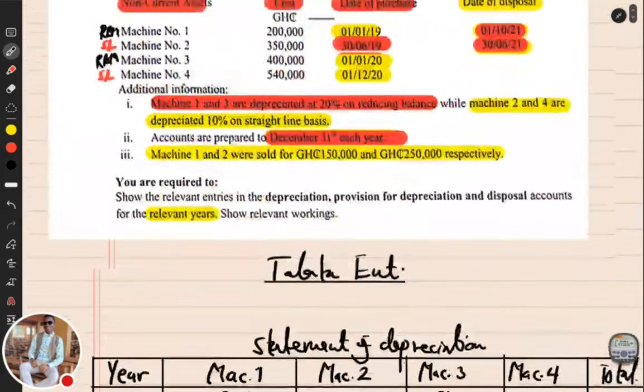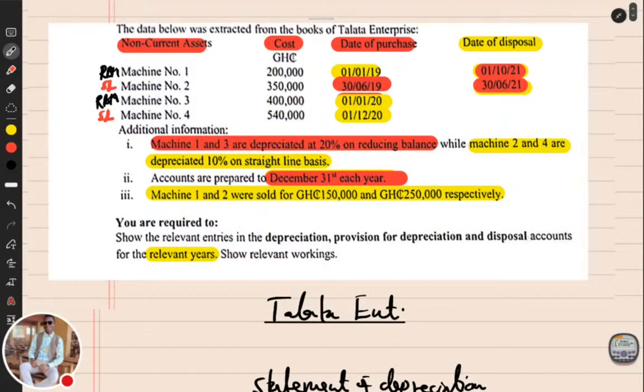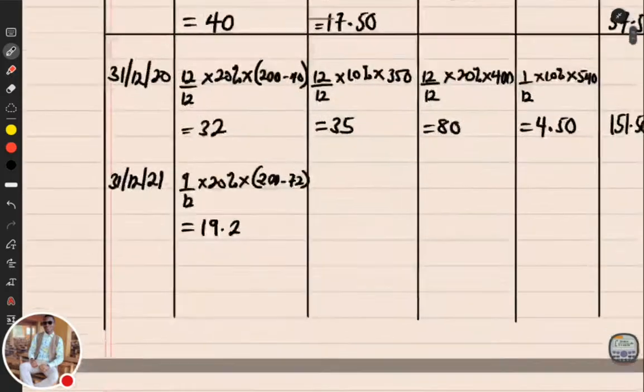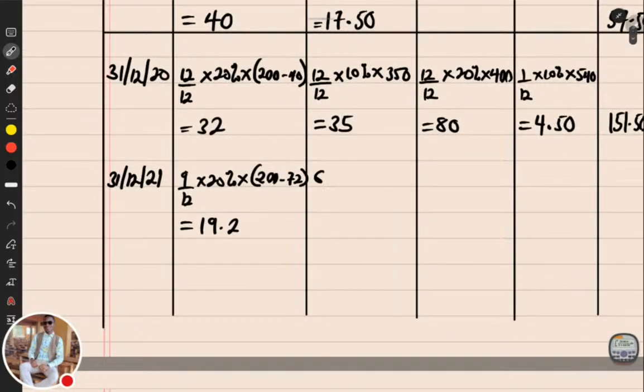Then machine number 2, we have also been told that it was sold in the year 2021, but it was on 30th June 2021. So it also means that machine number 2 too, we've used it in the year 2021 for just 6 months, January to 30th June. So here too, we'll have 6 over 12.